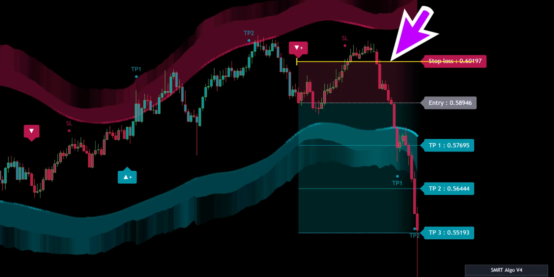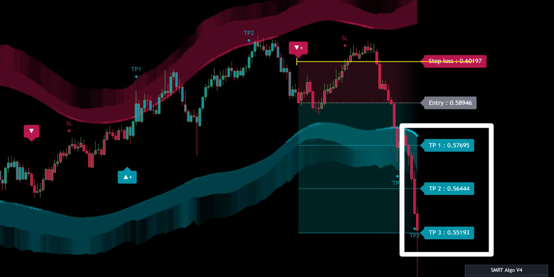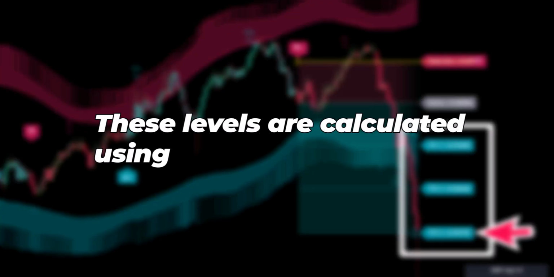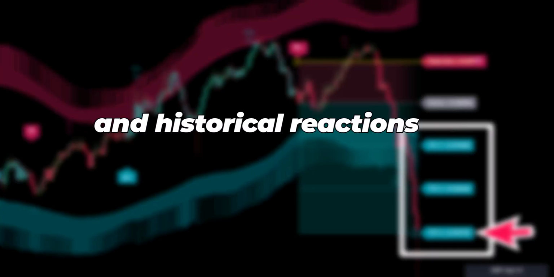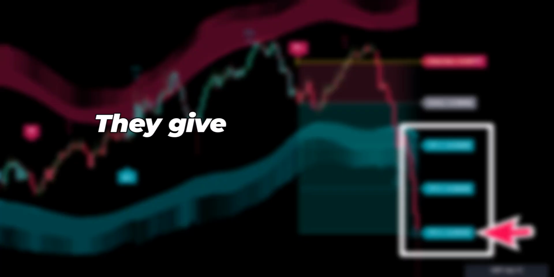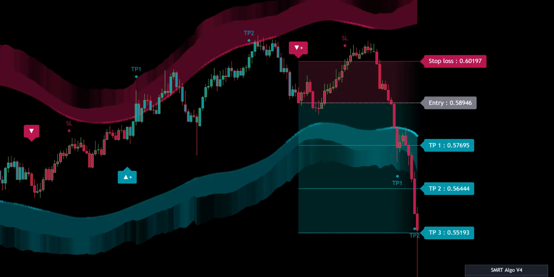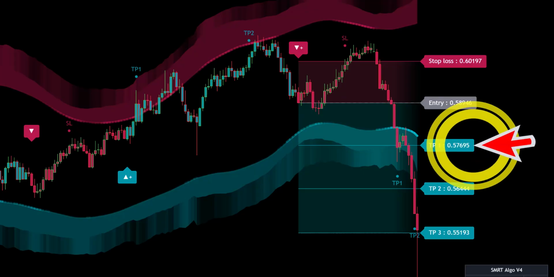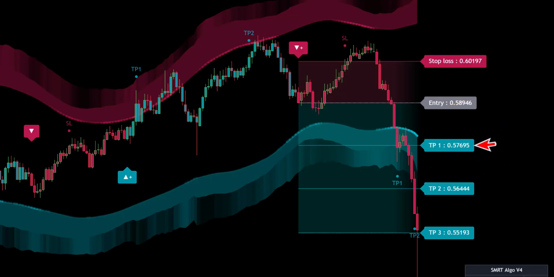Also, the indicator lined up these multiple take-profit levels, the TP1, TP2, and TP3. These levels are calculated using volatility projections and historical reaction zones. They give traders a step-by-step profit-taking strategy. You can choose to exit fully at TP1 for a quick scalp, or ride the trade to TP3 for a bigger swing.